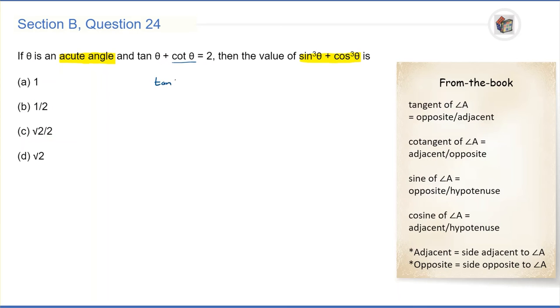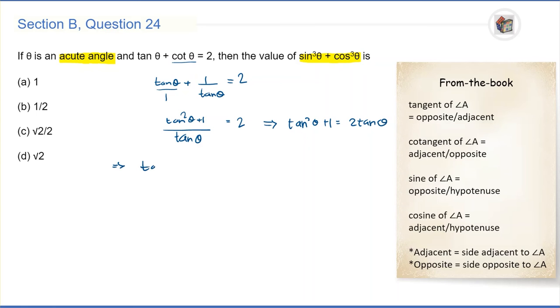So this here is tan theta plus 1 upon tan theta equal to 2. You take the LCM, you add it all, you'll have tan theta here, and in the numerator you will have tan square theta plus 1. Now, taking tan theta to the right hand side gives you tan square theta plus 1 is equal to 2 tan theta. Then get them all on one side and you will start seeing an identity.